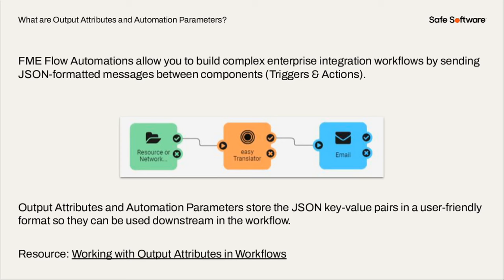Similarly, you can think of automation parameters as similar to user parameters in that they're user-defined values that can be used throughout an automation in the various components. So there are several types of these output attributes and automation parameters that can be used when building your automation. We're going to look at several of the different types today to get a better sense of what they are and why you might choose to use them in an automation.